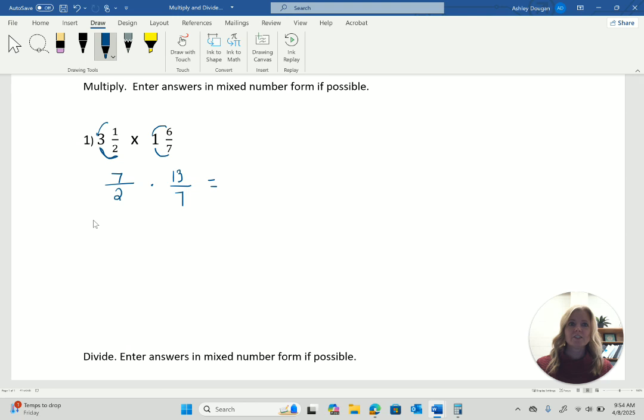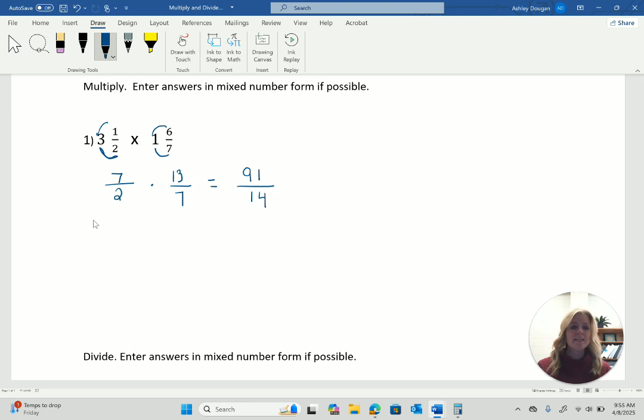When we multiply fractions, we go straight across. We multiply the numerators together and then the denominators together. 7 times 13 will give us 91. 2 times 7 gives us 14. So my fraction would be 91/14.